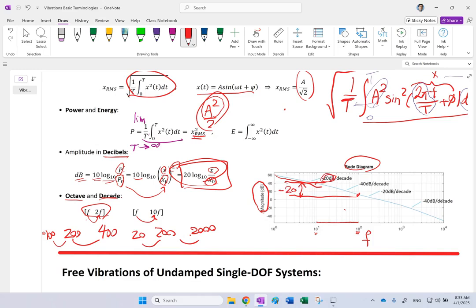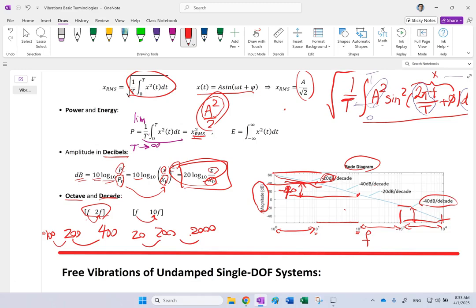But then it became 40. So in this case, it's actually 40 decibel. But this portion here is 20 decibel over 1 decade. Then you go 20 decibel. Then you go 40 decibel. Okay, so over 1 decade, the drop is how much? The drop in this case is 40 decibel. So that's how you can interpret these Bode diagrams.